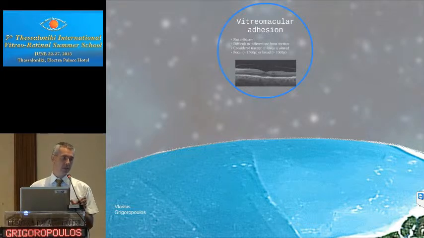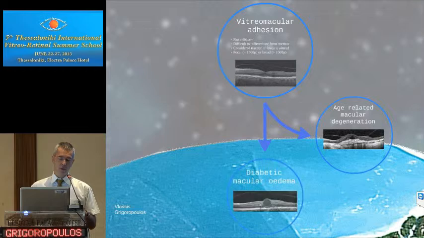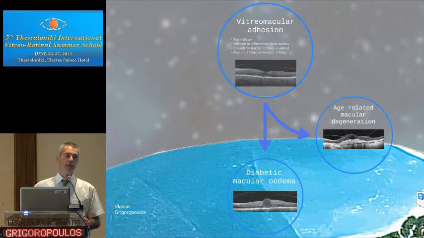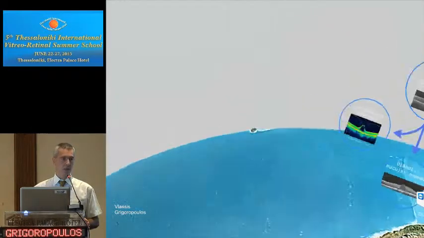Recently, a classification has divided it into a focal attachment, which has a diameter of less than 1500 microns, and a broad attachment, which has a diameter of more than 1500 microns. The connection of the vitreous to the macula plays an important role in other diseases as well, such as age-related macular degeneration. It has been studied that when there is traction, the disease has a worse prognosis. Also, it plays a role in diabetic macular edema. Also, when there is traction, the diabetic edema has a poorer prognosis. And, of course, it becomes traction when it deforms the fovea, and that's what we are going to talk about.